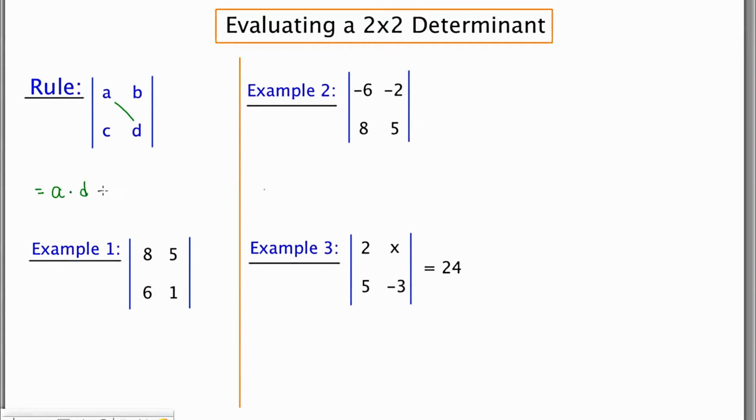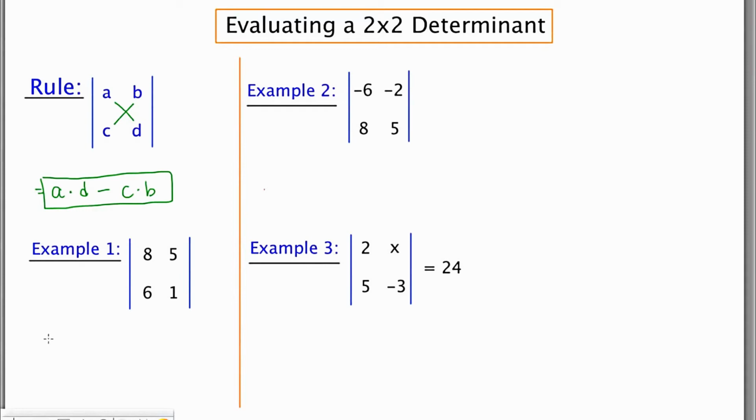And then you're going to subtract from that the product of the diagonal starting from the bottom left and going up. So that's going to be C times B. So this right here is going to be your rule for evaluating a 2x2 determinant. This really isn't too difficult. Let's take a look at a specific example. If you want, you can pause the video and try to do it first before I do it here.